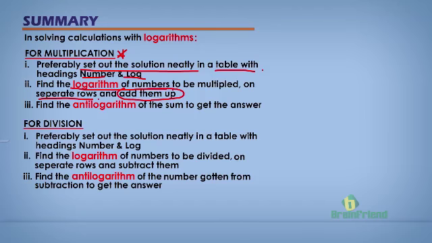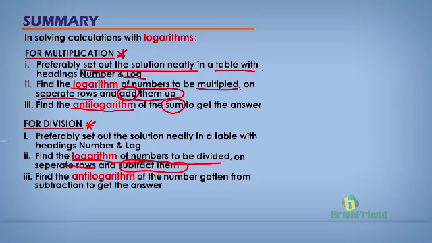We add up our logarithm numbers derived whenever we are working with a case of multiplication. Finally, in the third step, we said the sum that we get, we need to find the anti-logarithm in order to get the original answer that we seek. For cases of calculations where we have divisions, we said once again, just like the first, set out your solution in a table. Next, find the logarithm of the number that you seek to divide on separate rows and subtract them.